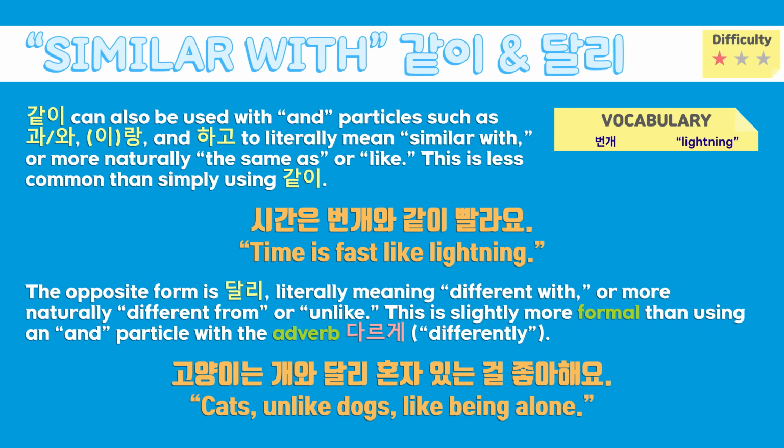같이 can also be used with particles such as 과, 와, 이랑, and 하고 to literally mean similar with, or more naturally, the same as or like. This is less common than simply using 같이. 시간은 번개와 같이 빨라요. Time is fast like lightning.